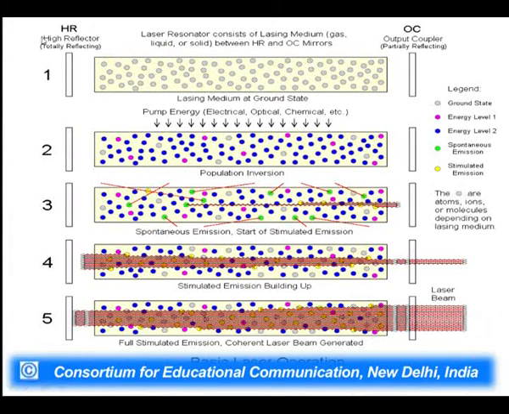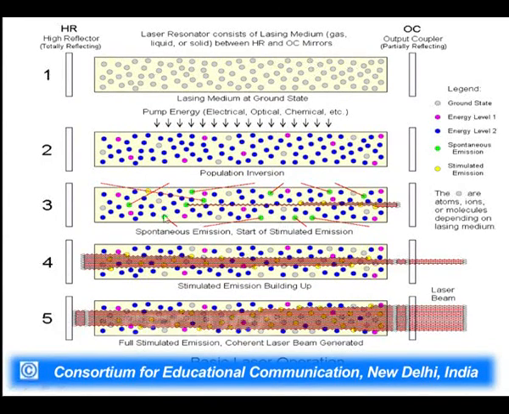Here the HR are high reflectors, totally reflecting. Here OC is the output coupler, which is partially reflecting. This is the laser resonator consisting of the lasing medium, which may be gas, liquid or solid, between these two mirrors. Initially all the lasing medium is in the ground state. Pumping energy, electrical, optical or chemical, is given to it, and then the molecules go to the excited state and population inversion is achieved.